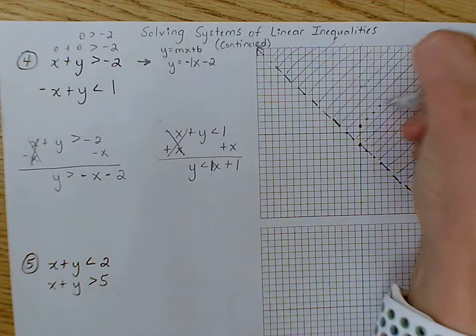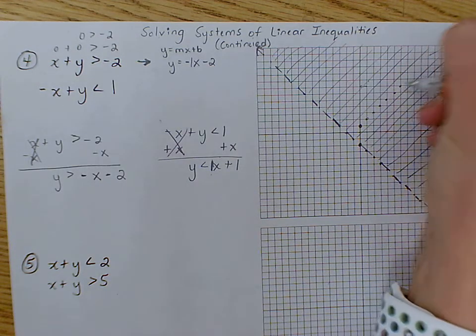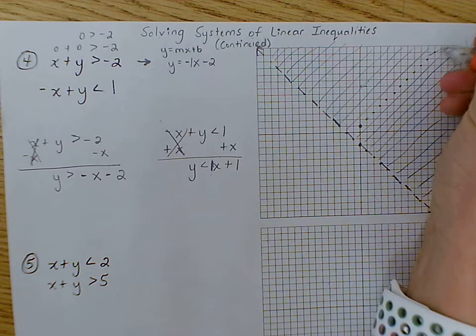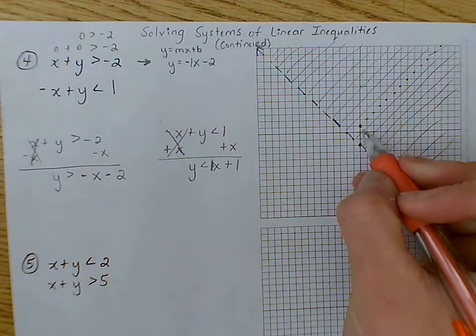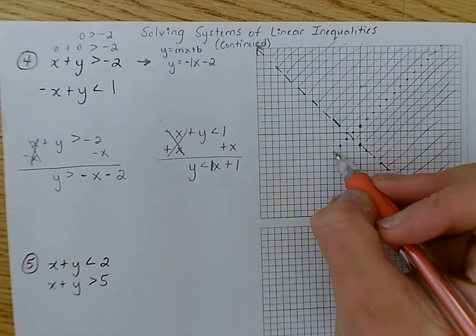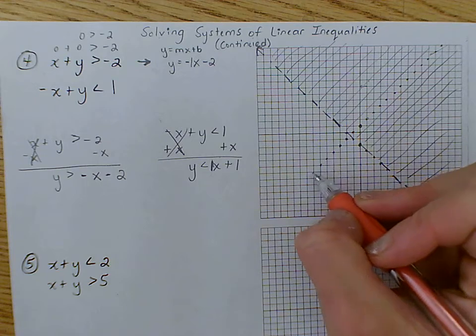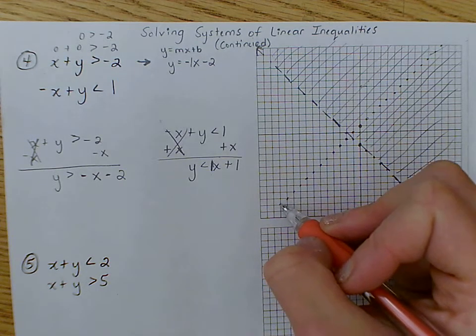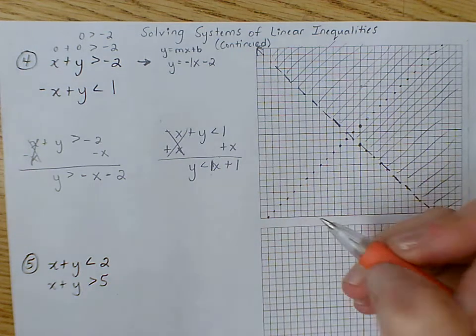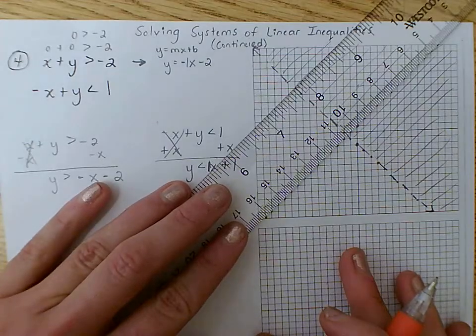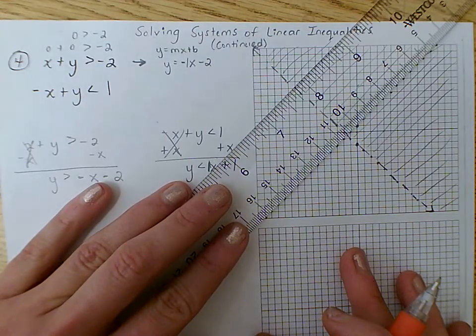Just keep following that pattern. Go all the way to the edge of your graph. And then you go the other way, so you do the opposite: down 1 and left 1. Then you can take your ruler or the edge of a sheet of paper and connect those to form your line. Let's see if I can get it lined up a little better now.